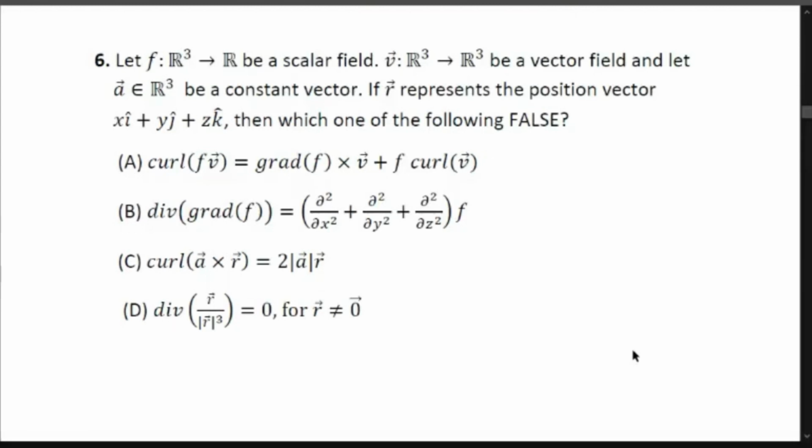So these are the statements. Curl of f times vector field V is equal to gradient of f cross V plus f times curl of V. That is the first statement. Second, divergence of gradient of f is dou square by dou x square plus dou square by dou y square plus dou square by dou z square times f. Next, curl of A cross R is 2 times modulus of A times R. And the last option is divergence of R by modulus of R cubed is equal to 0 for R not equal to the 0 vector. So these are the 4 statements, and you have to find the false one among them.